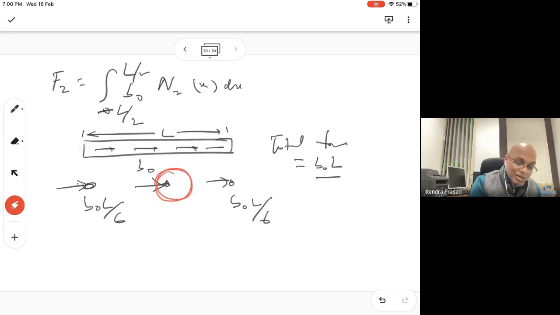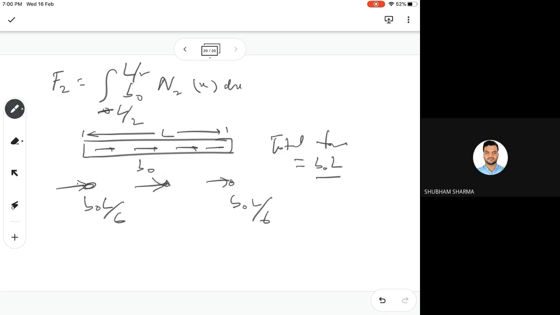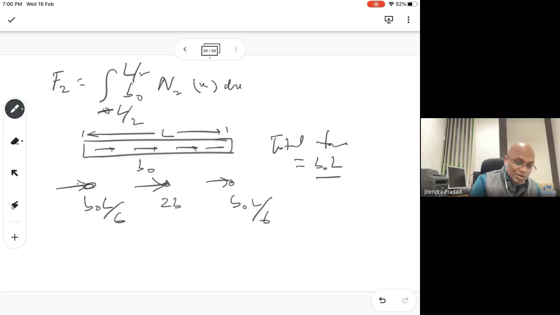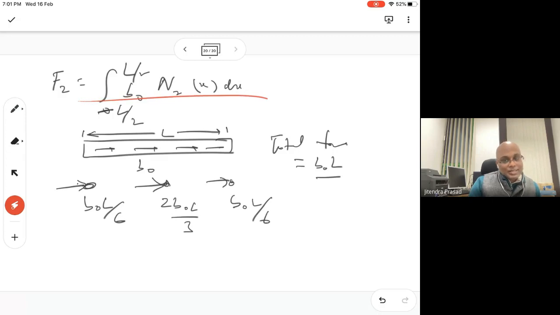What should come here? Tell me. So 2 b naught L over 3. You will get the same value here. So the total force from the continuous system becomes a discrete system, and this is how it will be distributed.